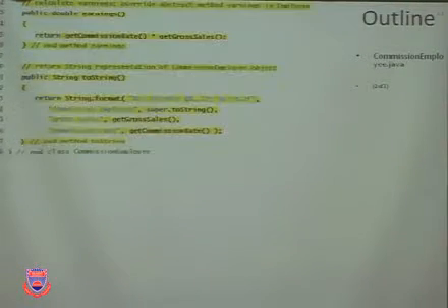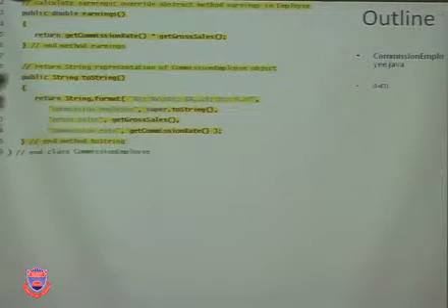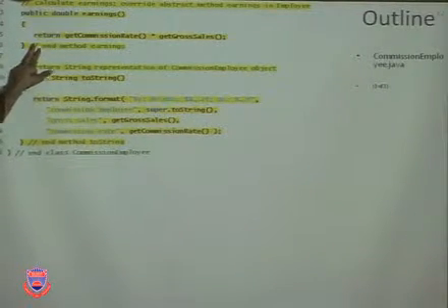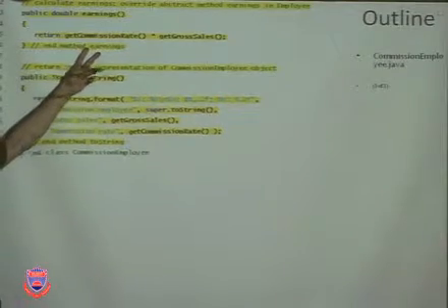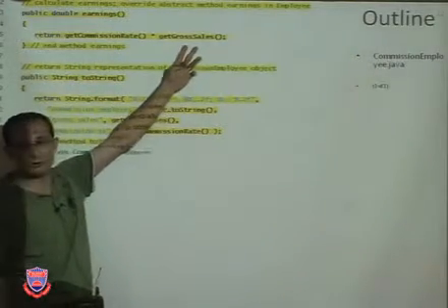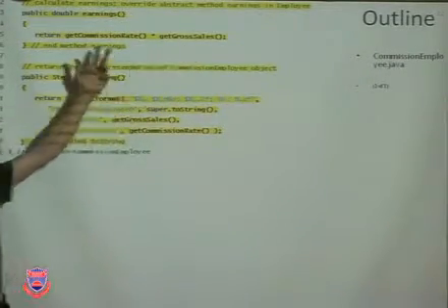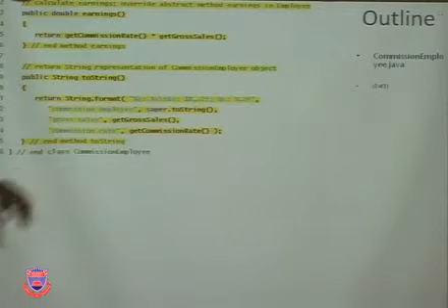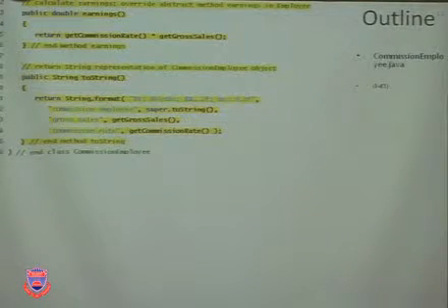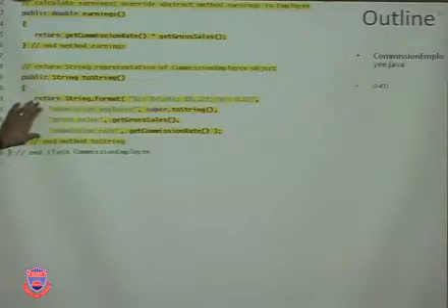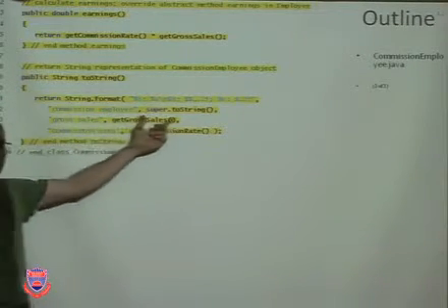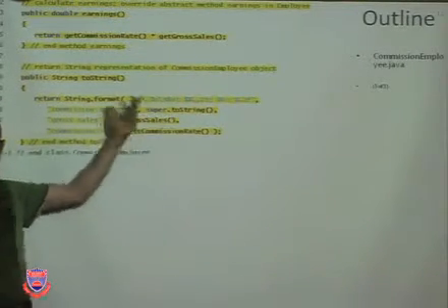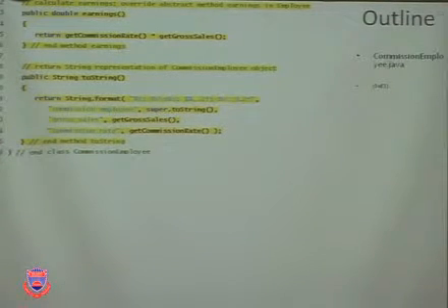And if you look into the earnings, this is again overriding the method by calculating the get commission rate times get gross sales. So it basically multiplies the commission rate with the gross sales and returns that as a result. And if you look into the toString method, it again calls the super method, the parent's toString method, to have a nice view of the output.